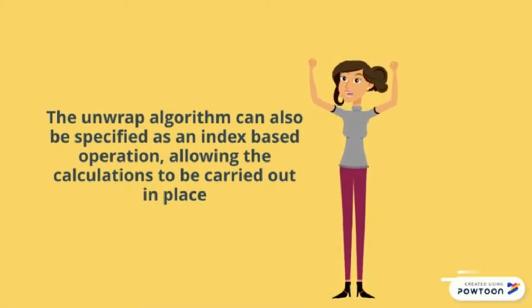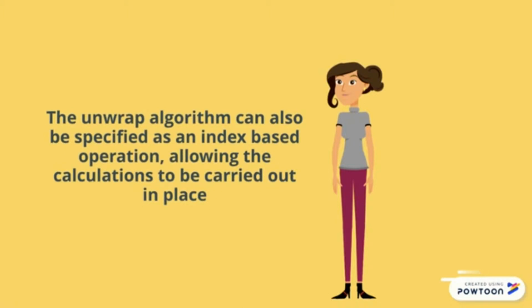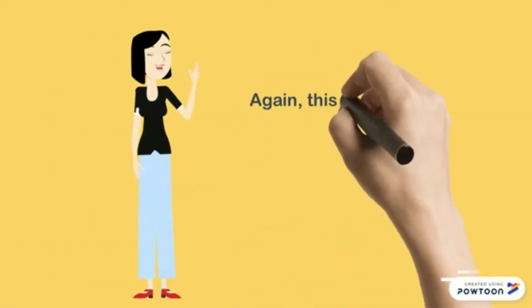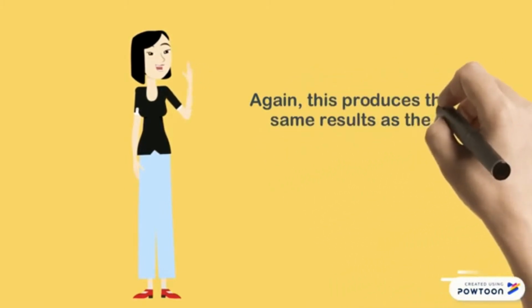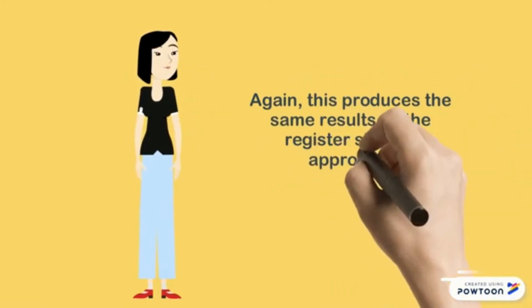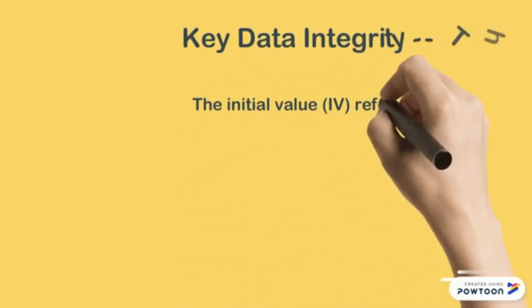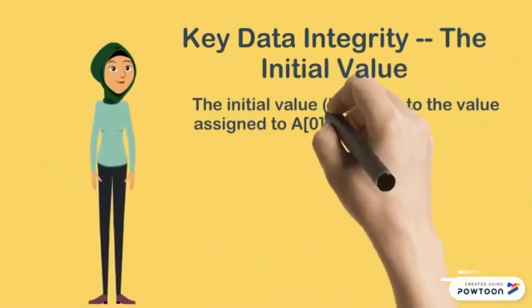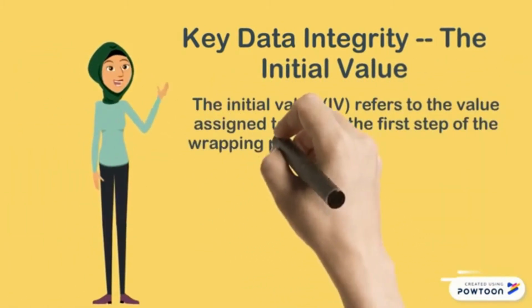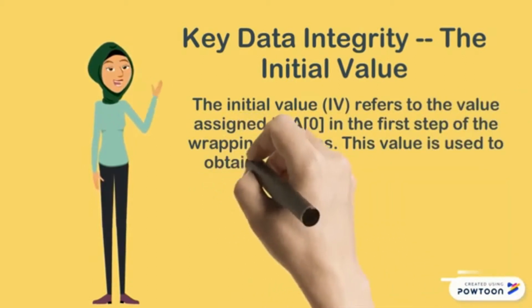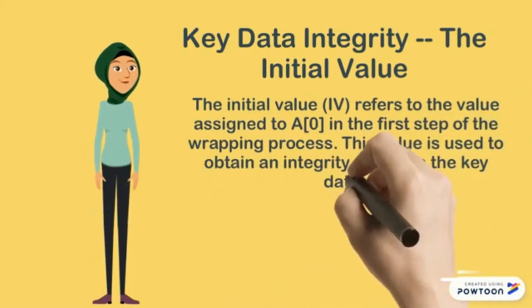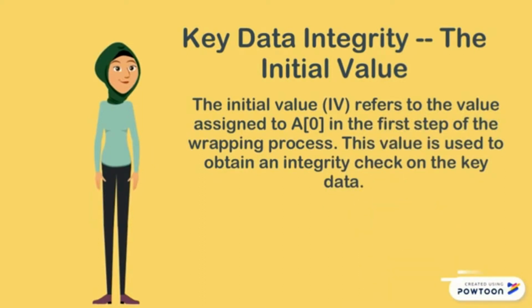The unwrap algorithm can also be specified as an index-based operation, allowing the calculation to be carried out in place. Again, this produces the same result as the register shifting approach. The initial value refers to the value assigned to A0 in the first step of the wrapping process. This value is used to obtain an integrity check on the key data.